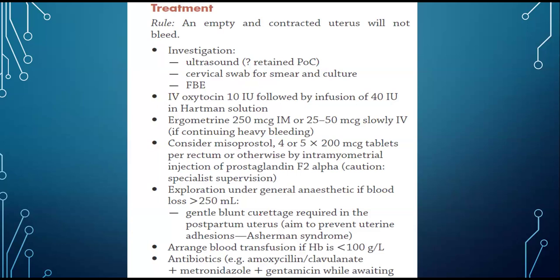If you suspect endometritis, then you will also take a vaginal or cervical swab and send it for microscopy and culture. You do an ultrasound to rule out any retained products of placenta. And you do a full blood examination to find out if there is any chance of anemia because of bleeding. You also check for any sign of infection.